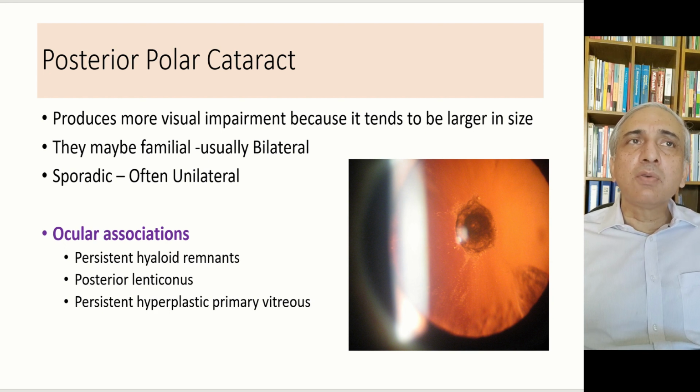The important thing to remember in a posterior polar cataract is sometimes the vitreous is present behind the defect in the posterior capsule associated with this posterior polar cataract. When you're doing surgery, you can get a posterior capsular rent pretty easily in these patients. And we come on to sutural or stellate cataract.